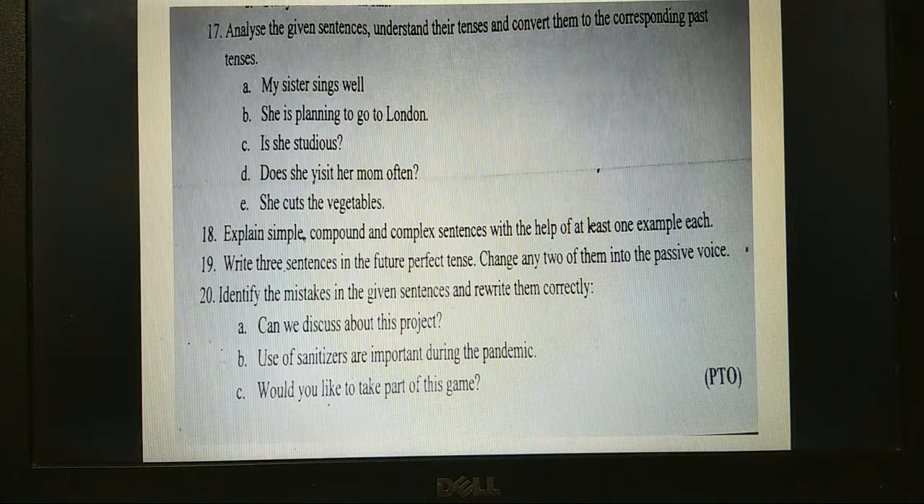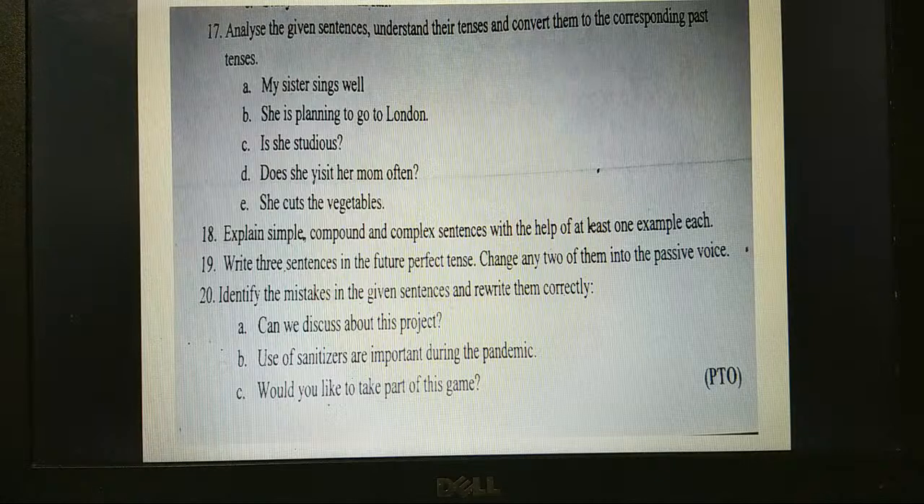The glass will break if you drop it. If you drop it is the subordinate clause or dependent clause. Now you have written the simple sentence and an example, the compound sentence and an example, complex sentence and an example, and you are getting 5 marks for that.